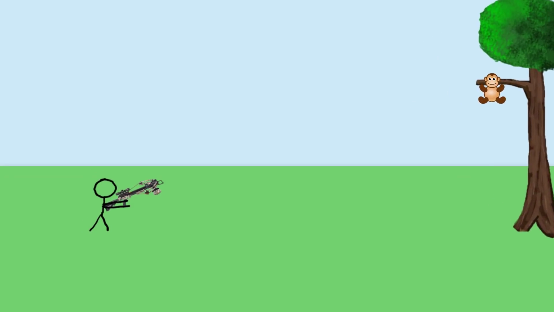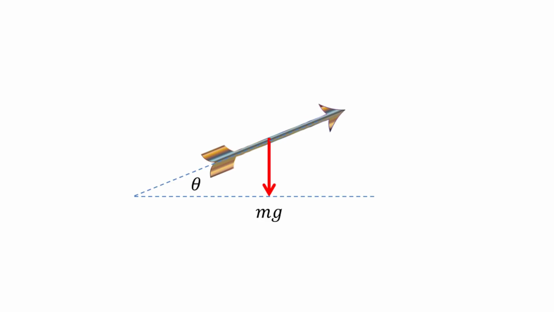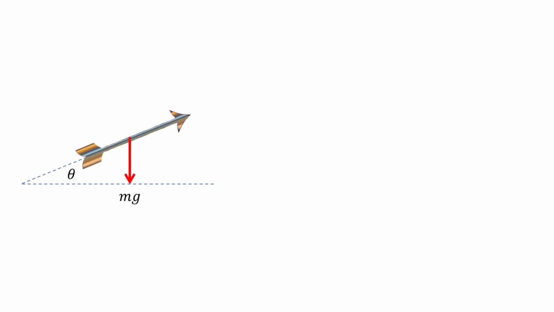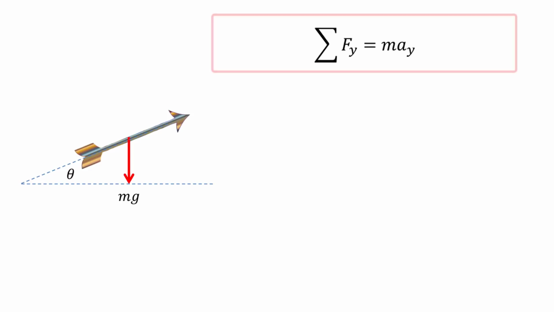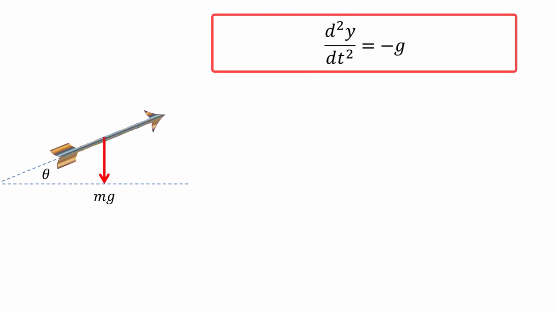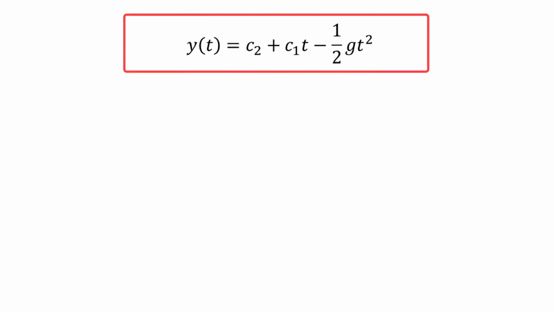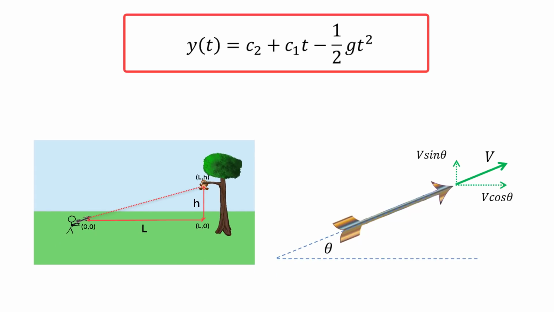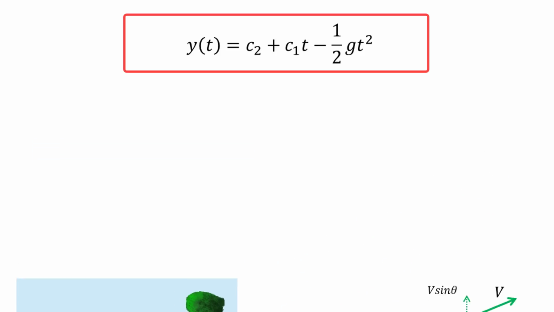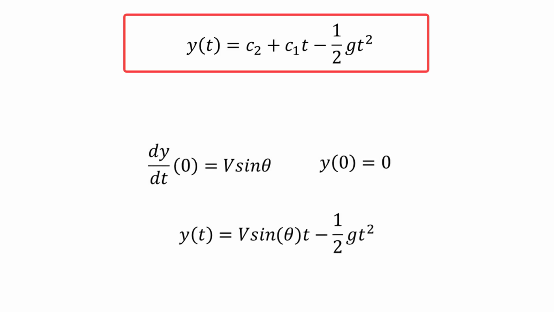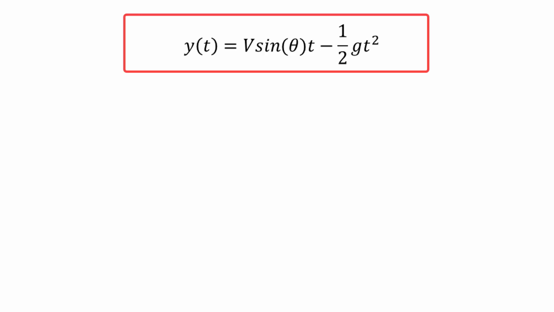Alright, so let's go ahead and do the same thing, but this time for the projectile that the hunter shoots. Here we have the free body diagram for the projectile. First, we will use this to evaluate Newton's law in the y direction, cancel the m's, integrate once, integrate twice, and now we have the general solution. So recall, the projectile is fired at a velocity v from the origin, so its initial y-coordinate is 0, and its initial y velocity is v times sine theta. So when we apply these initial conditions, we get the y-coordinate of the projectile as a function of time.